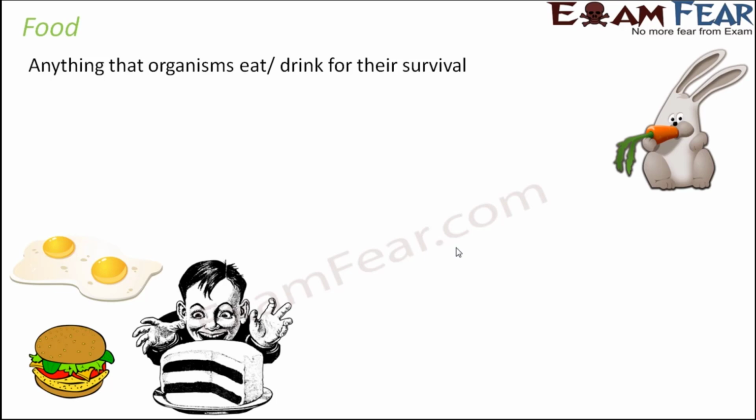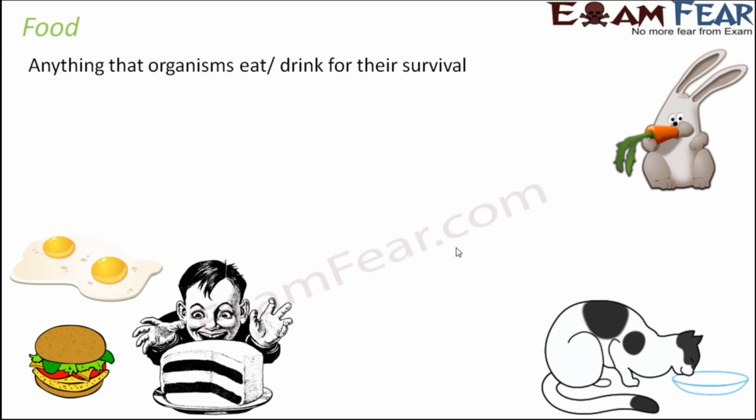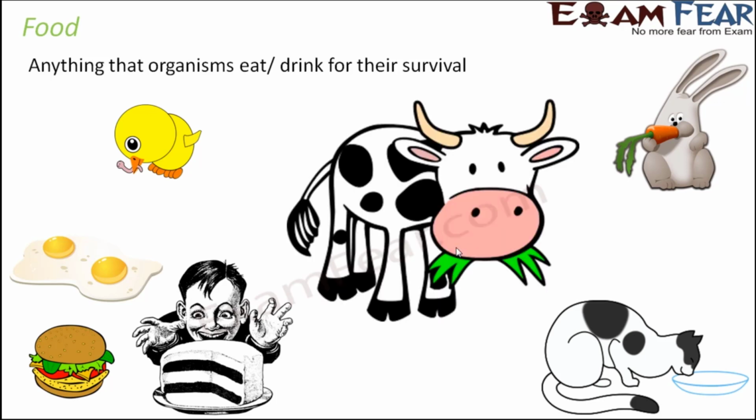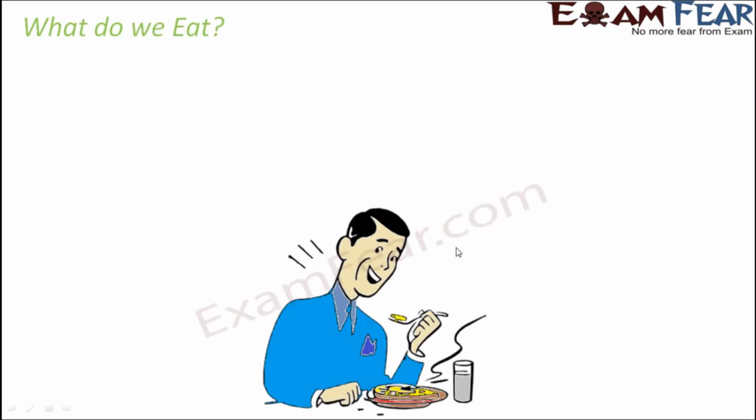So let's look at some organisms and what they eat. When you think of a rabbit, a common food item which a rabbit eats is carrot. We often see a rabbit with a carrot. A cat is very fond of milk, so it drinks milk. Think of birds. Different birds have different food habits. Some birds are very fond of seeds, while others are very fond of tiny insects and worms. The cow mostly eats grass or plant leaves, so they directly feed on plants. So different organisms have different food habits.